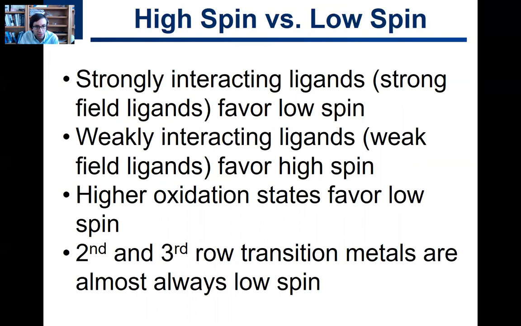And second and third row transition metals are almost always low spin, it turns out. And again, that's just because the second and third row transition metals are bigger, and because of that, they have more steric room and more nuclear charge to pull the ligands in closer. That gives rise to bigger delta O, as we talked about earlier in this video.